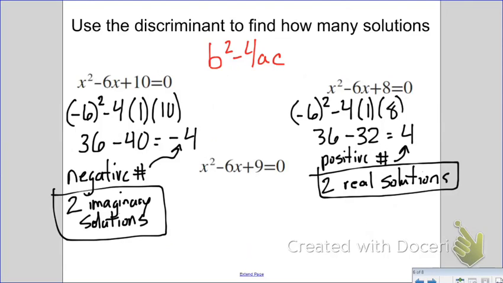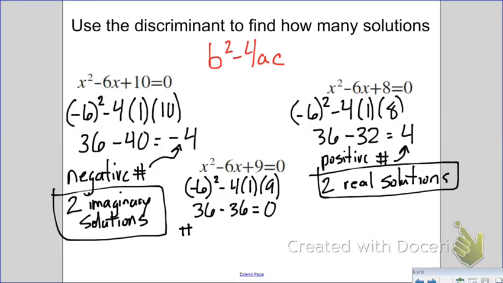So in this problem, I have negative 6 is still my b, minus 4 times 1 times c. 36 minus 36 equals 0. So this one, our number is 0. So there is exactly 1 real solution.